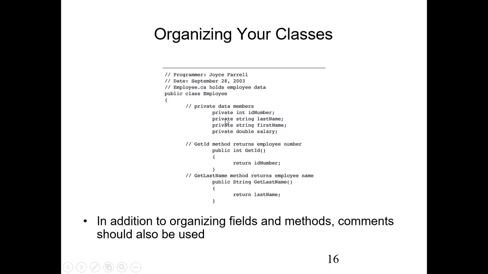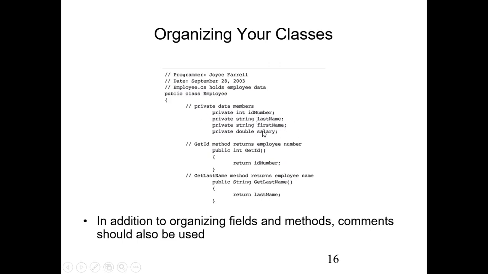When you look at this code, it starts with the data fields followed by the gets or the getters. We have a getID, we have a getLastName, and then we can also have a getFirstName, a getSalary, etc. And then from there, we move on to the sets, where we have setID, setLastName, setFirstName, and then setSalary. Alternatively, you can do it this way.